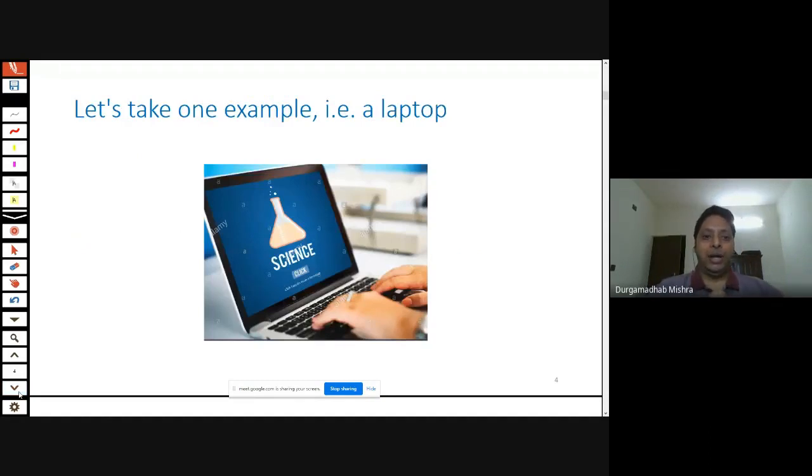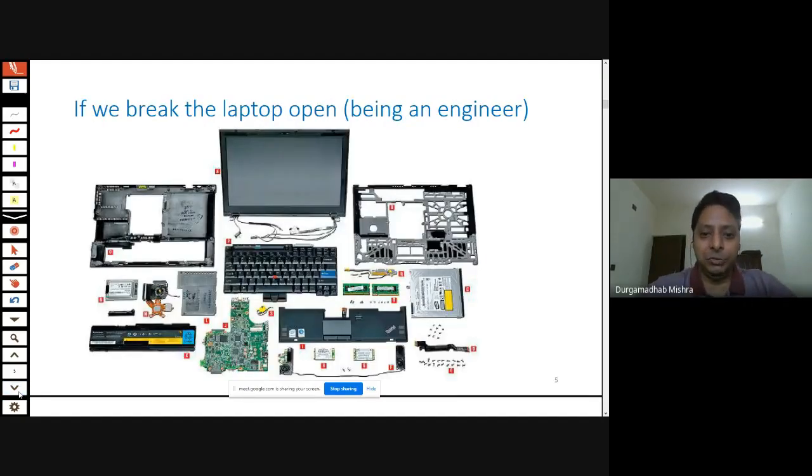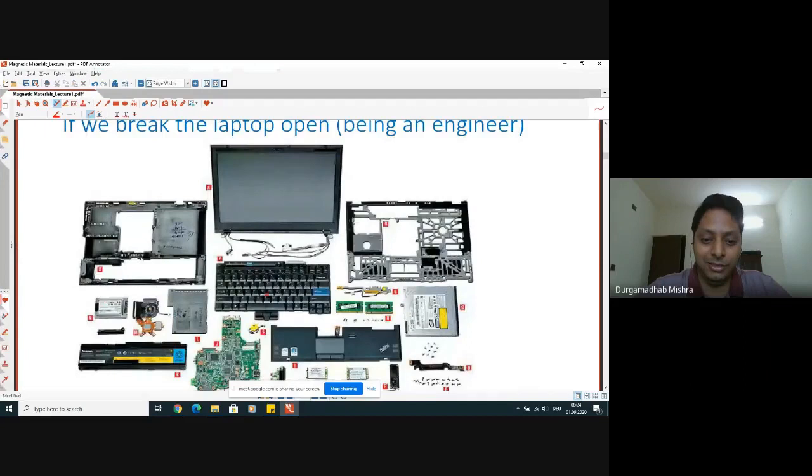So I chose one example here. This is a laptop. I'm not sure if all of you know what is magnetic in a laptop. Let's say you are an engineer and you break this laptop into small parts. You take out all kinds of hardware, right? Now you have to identify different parts.